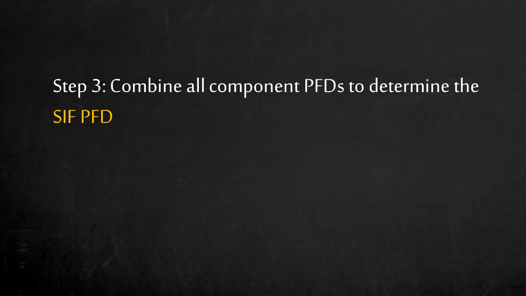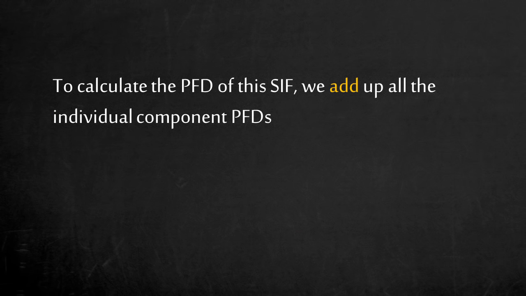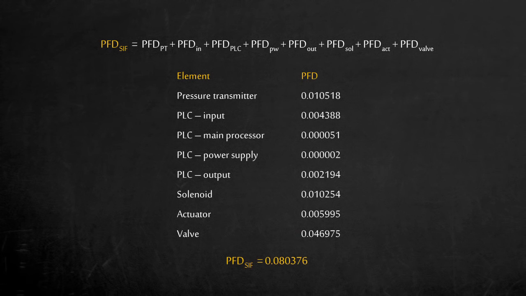Step 3. We need to determine the safety instrumented function's PFD as a whole. How do we integrate them to reflect the entire function? It's simple. For our example, the PFD of the entire safety instrumented function is just the summation of each component PFD. This only applies if there is no redundancy. The probability of failure on demand of the entire safety instrumented function is 0.080376.